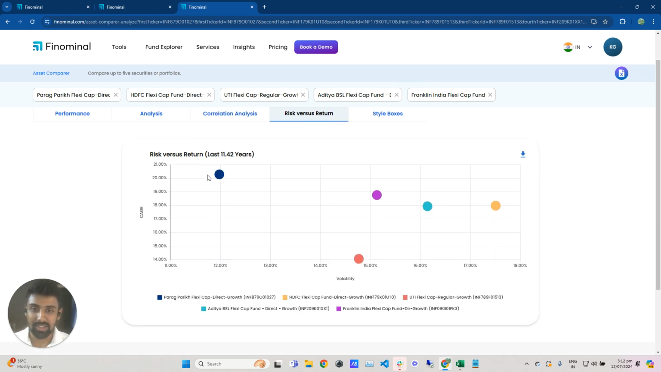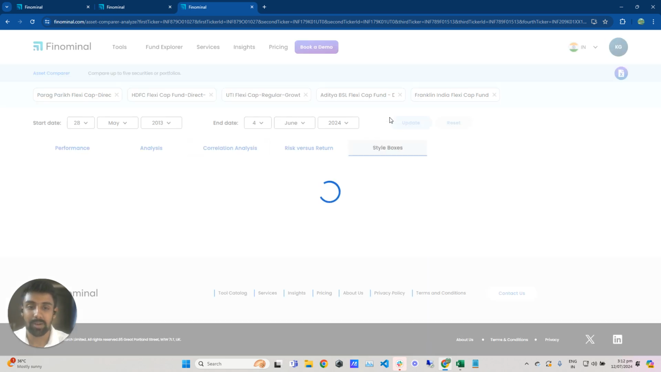We already discussed the CAGR and the volatility aspect of all the 5 funds, right? Again, you can see that you get this fund for low volatility, about 12%, for the highest CAGR here, right?